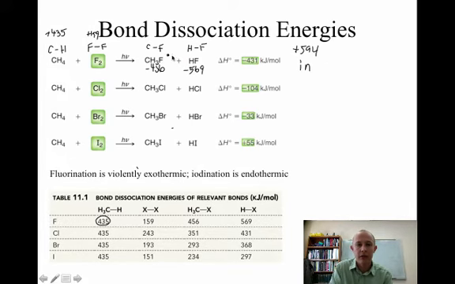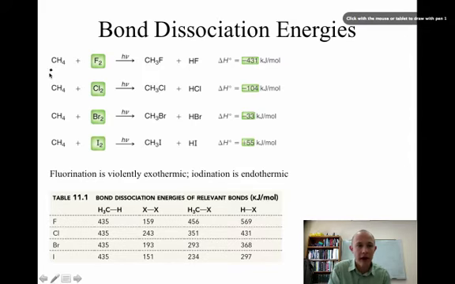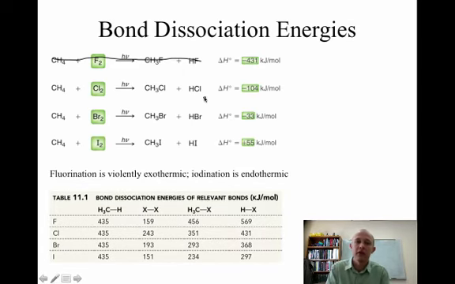How much energy did we release? Well, we released 456 and 569, which is minus 1023. So we got way more energy out than we put in, right? So the net result is that we get a huge release of energy. This is a violently exothermic reaction. And so in terms of fluorination, while it's extremely exothermic and favorable, because it's so violent, this is usually not of any practical value. So fluorination we're going to ignore.